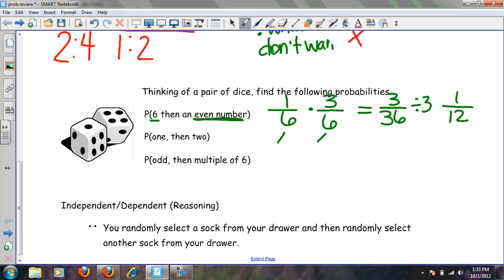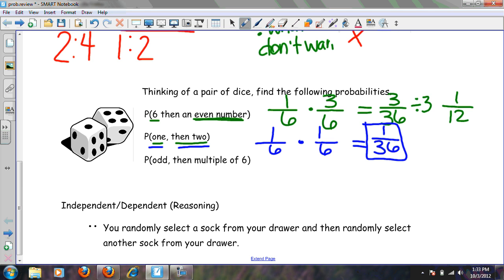The probability of rolling a 1, then a 2. What is the chance that I will roll a 1? There's only 1 1, and there's 6 numbers. What is the chance that I will then roll a 2? There's only 1 2, and there's 6 numbers. So the chance of rolling a 1, then a 2: 1 times 1 is 1, 6 times 6 is 36, in simplest form. So I have a 1 in 36 chance that I will roll a 1, then a 2.